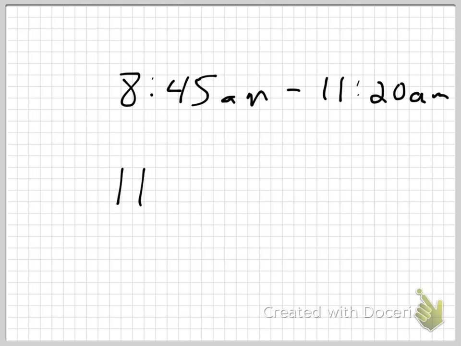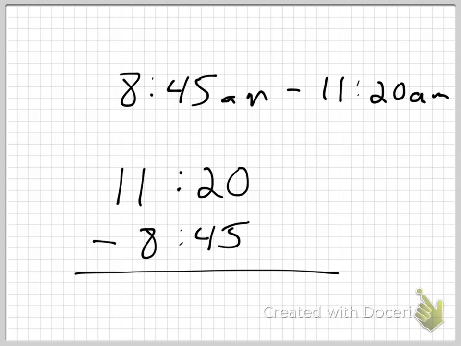So look, you go 11:20 minus 8:45. Here's the weird part. Can that 5 be taken away from that 0? No. So how many minutes is this? These are the ones minutes, right? Agreed?